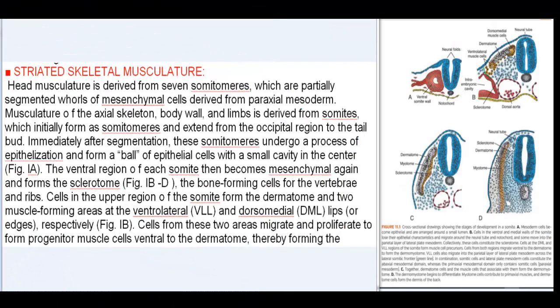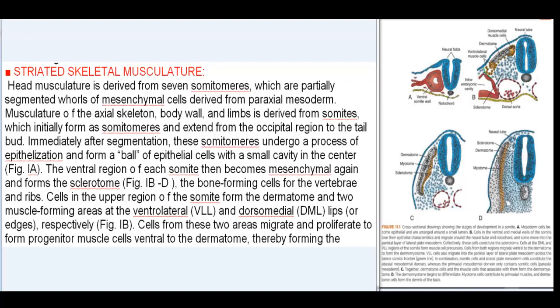Striated skeletal musculature: head musculature is derived from 7 somitomeres, which are partially segmented whorls of mesenchymal cells derived from paraxial mesoderm. Musculature of the axial skeleton, body wall, and limbs is derived from somites, which initially form as somitomeres and extend from the occipital region to the tail bud. Immediately after segmentation, these somitomeres undergo a process of epithelization and form a ball of epithelial cells with a small cavity in the center, Fig. 1B.